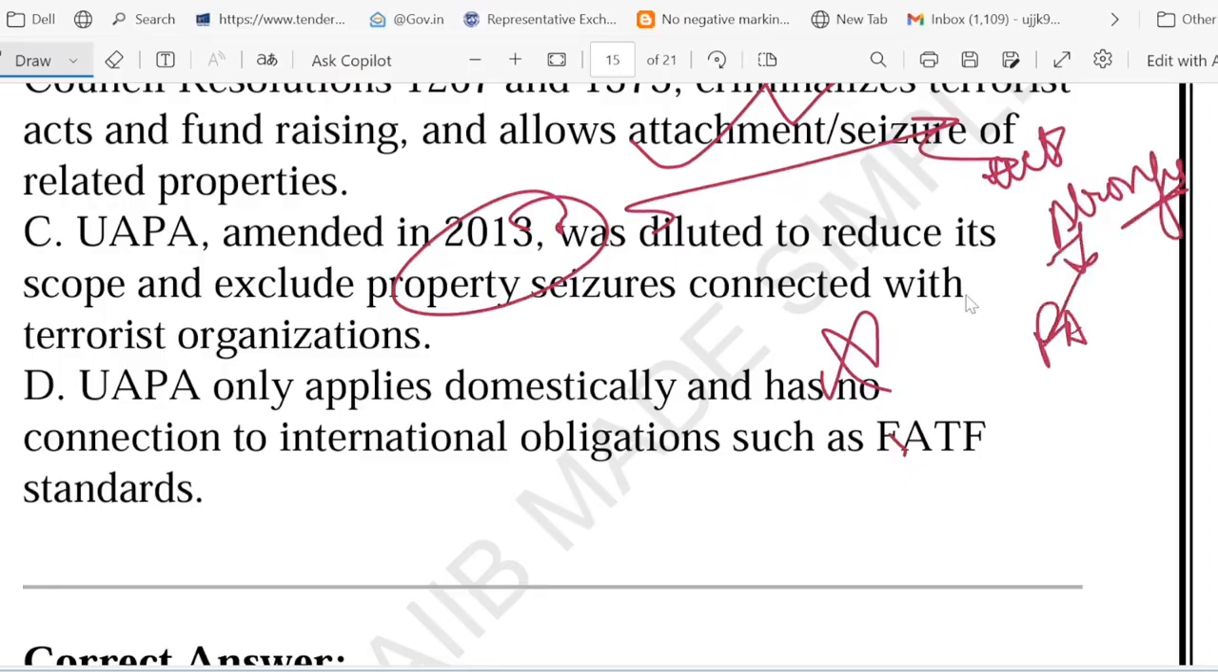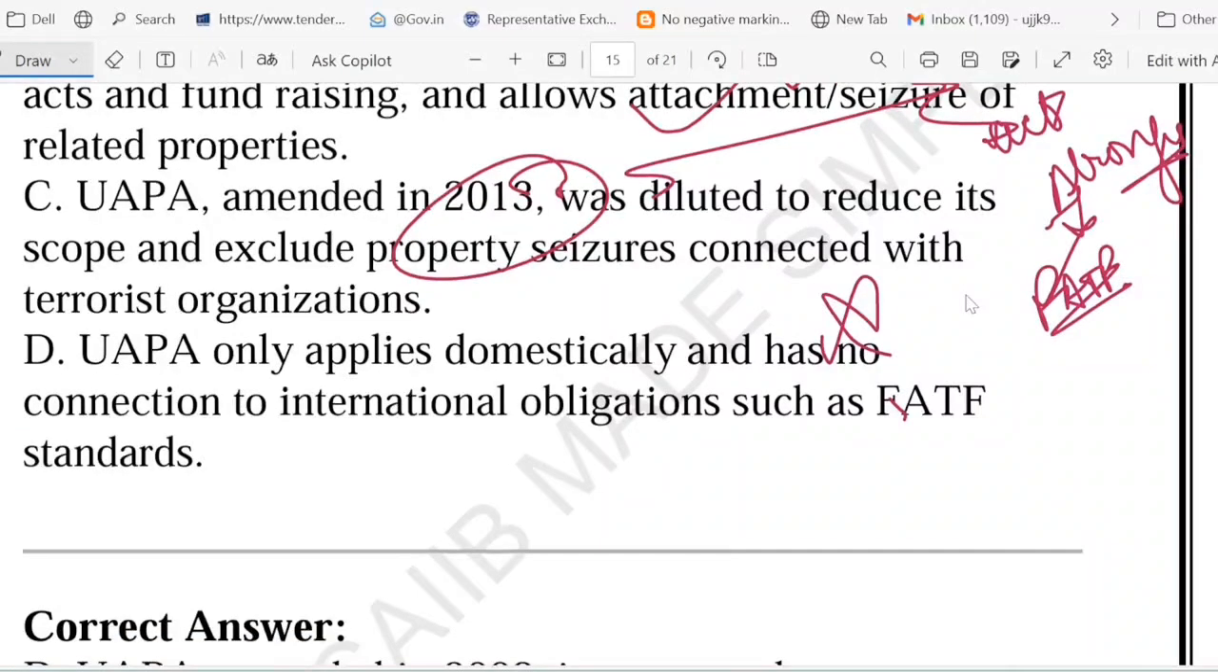It was brought in line with the FATF standard. FATF, Financial Action Task Force, to fight money laundering and terrorist financing. It was not diluted. It was tightened. Right. It is saying that it was diluted to reduce its scope. No. It was not diluted. Rather, it became more tight.